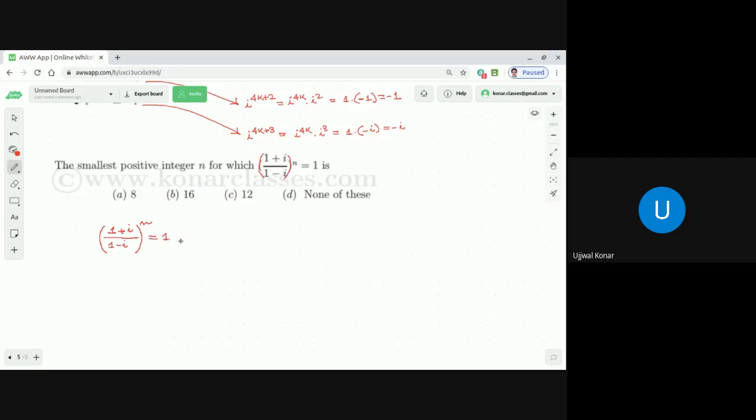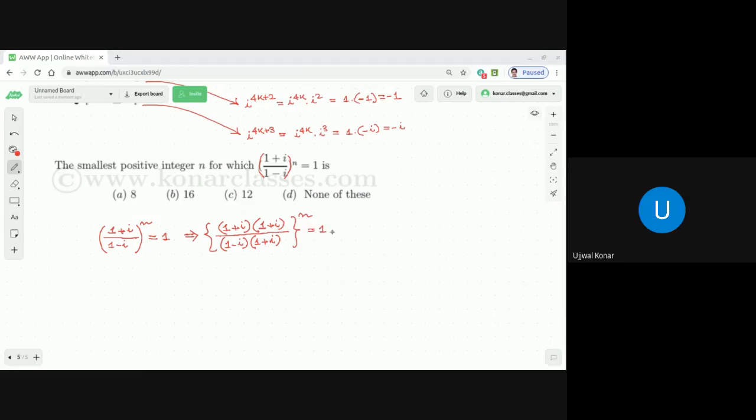To solve this kind of problem, dear students, as we just learned a few minutes back, the denominator, which is 1 minus i, we should multiply with its conjugate. What is the conjugate, dear students? It is 1 plus i. So from here, we can write something like this: 1 plus i and 1 plus i, because we are multiplying both numerator and denominator by the conjugate of the complex number 1 minus i, and the conjugate of 1 minus i is 1 plus i. I hope all of you agree with me.